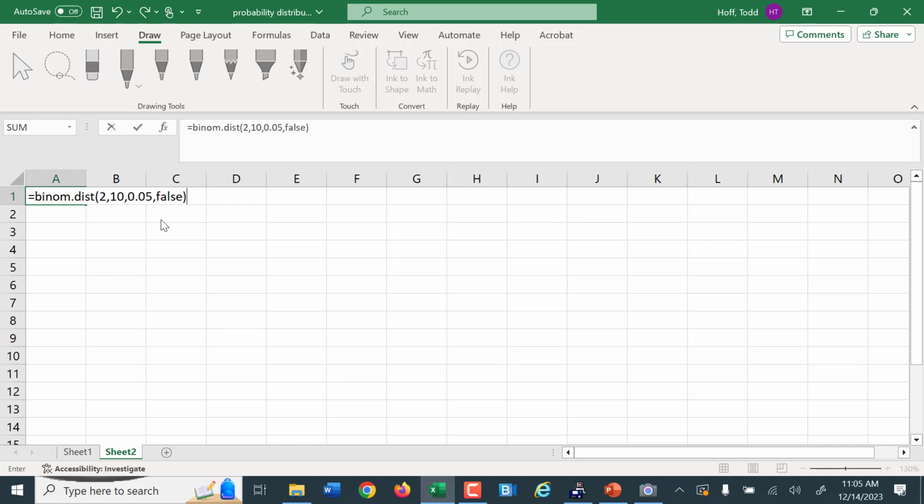If we said cumulative, that would be asking for the probability of being less than or equal to 2. So that would be adding up 0 up through 2. We just want the single probability. And there we get the probability that we had.